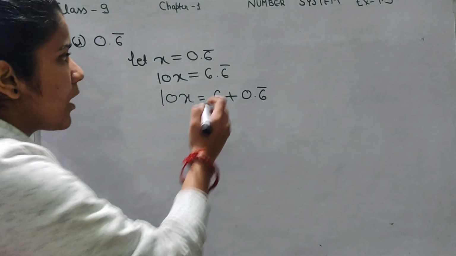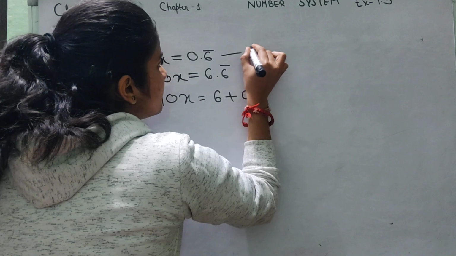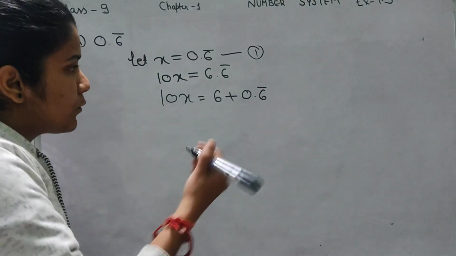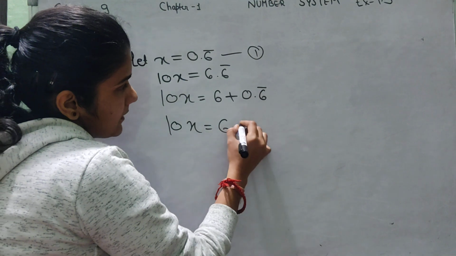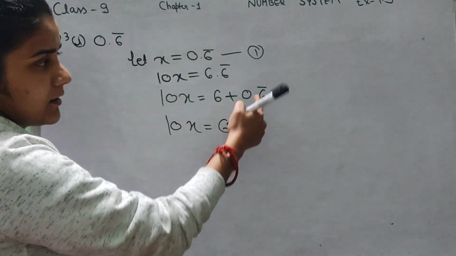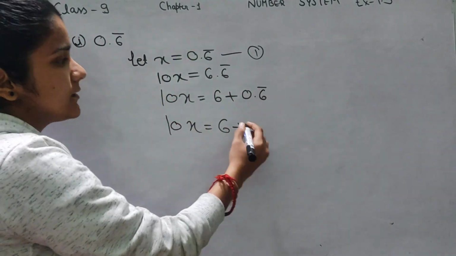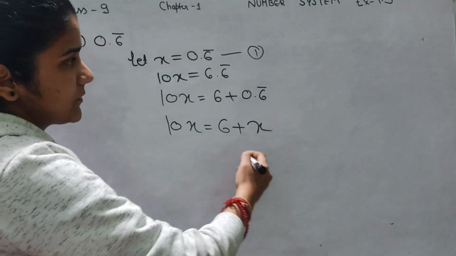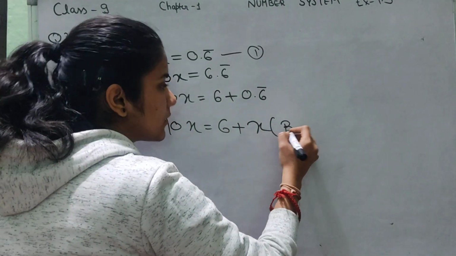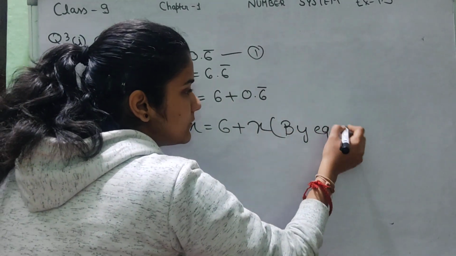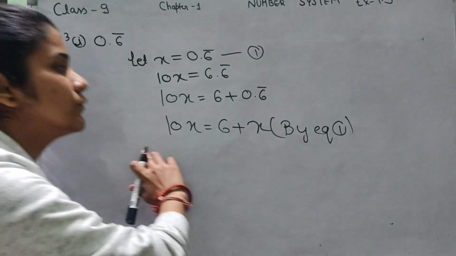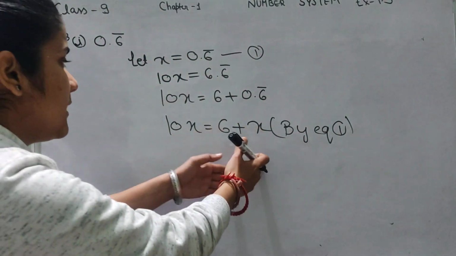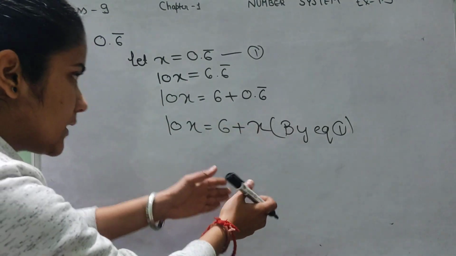Now by equation first, 10x can be written as 6 plus this, and this value was x by equation first. यहाँ पर अगर लिखना चाहो तो लिख सकते हो by equation first. सिंपली ये जो 0.6 है वो हमने पहले ही इनिशियलाइज कर दिया था, तो इसकी वैल्यू इसमें डाल दी. अब हम क्या करेंगे, इस वाले x को इधर भेजेंगे.